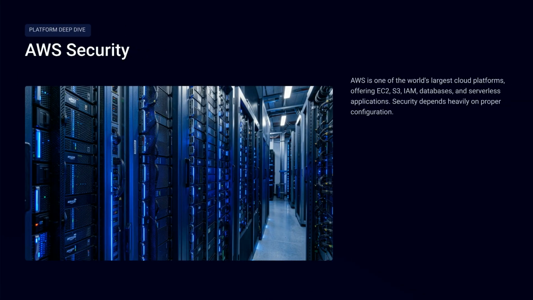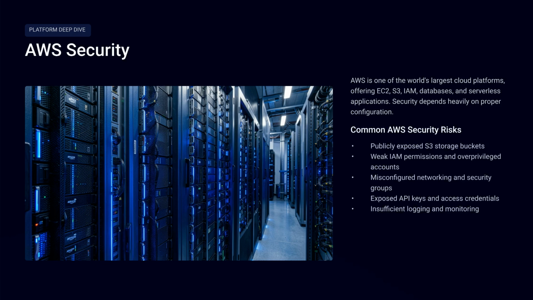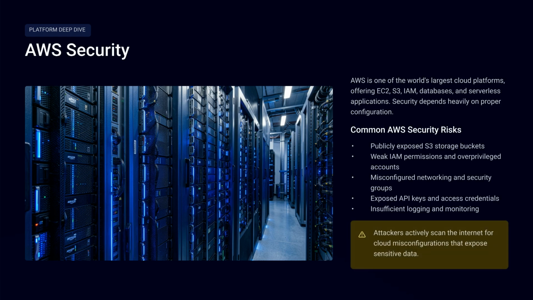AWS is one of the world's largest cloud platforms. Security here relies heavily on proper configuration. Common risks include publicly exposed S3 buckets, weak IAM permissions, misconfigured networking, and exposed API keys. Attackers actively scan the internet for misconfigurations that expose sensitive data.